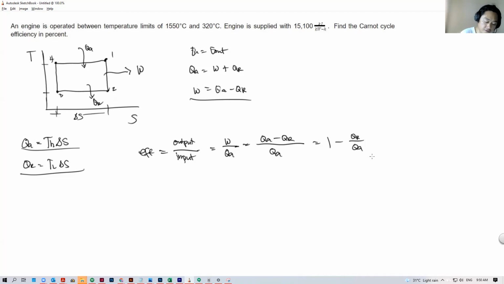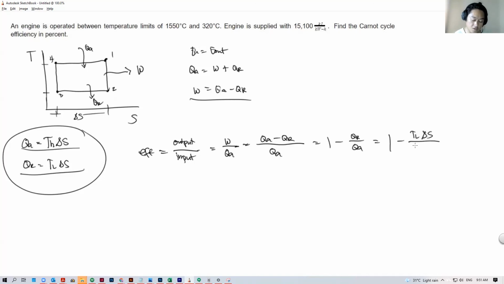From here, we can use this relationship. We will have 1 minus QR, which is TL multiplied by delta S, over QA, which is TH multiplied by delta S. The delta S will cancel out. So basically, this is going to be our final equation for efficiency. If you know this formula, it's very easy to answer this problem. You just need to know the two temperatures, and you'll be able to get the Carnot cycle efficiency, which is the highest efficiency among thermodynamic processes or cycles.